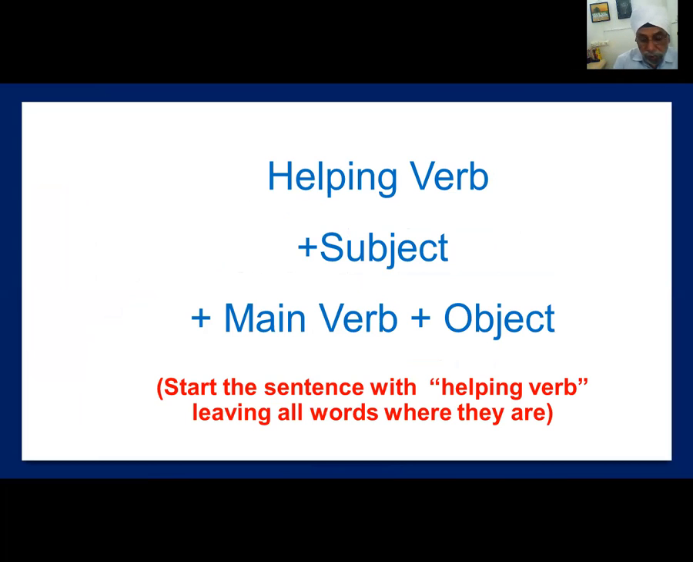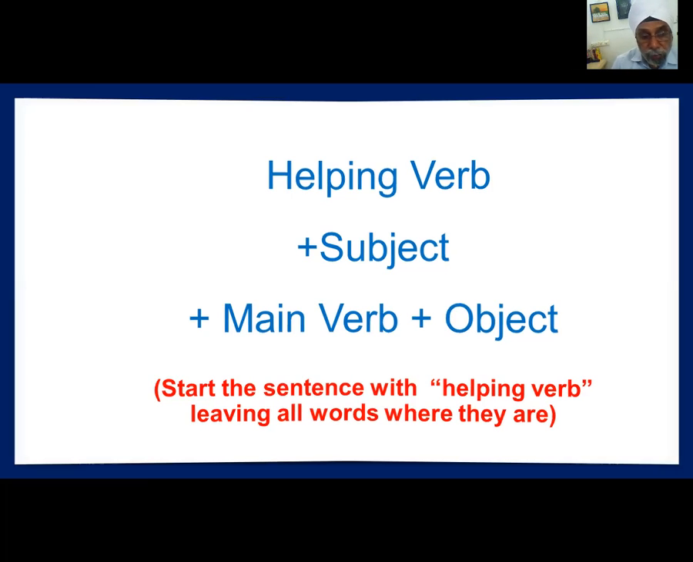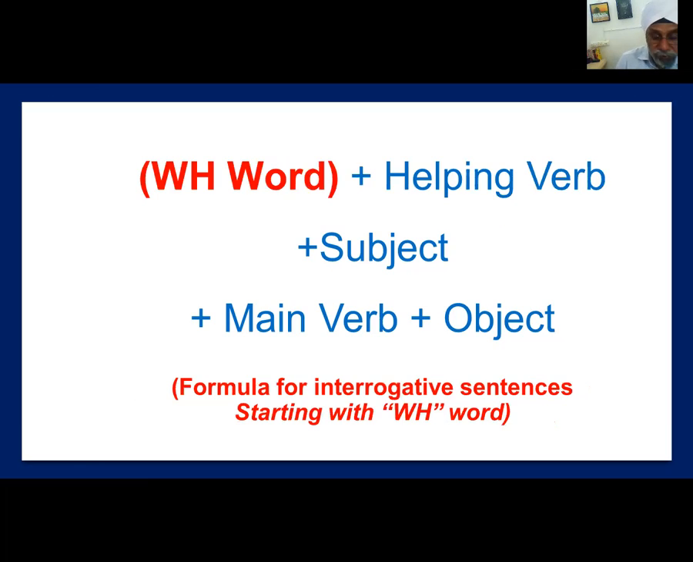This is our formula of an interrogative sentence, and if you have a WH word also, then the WH word will be placed in front of this formula. So it becomes WH word plus helping verb plus subject plus main verb plus object. So with the helping verb, we have seen the formula in the previous slide, and with the WH word we have this slide.